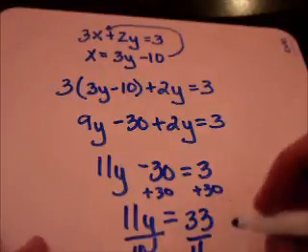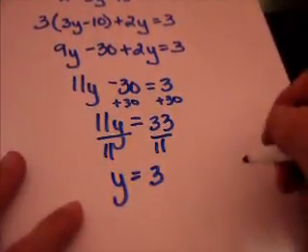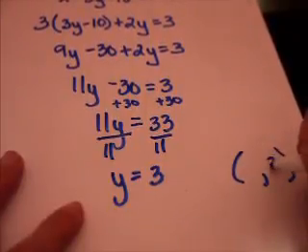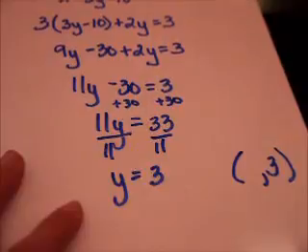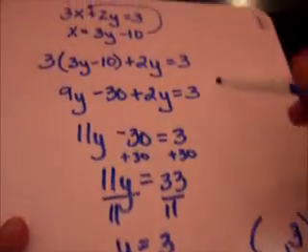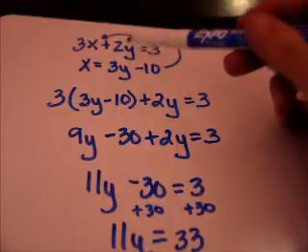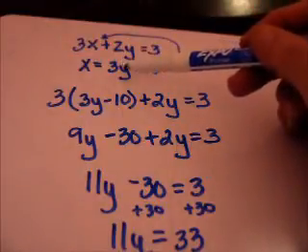Okay, so are we done? We have y equals 3. No, but we're half done. We have part of our ordered pair. The y is the second one. So now we take 3 and go all the way back up to our original equations, and I can plug in 3 here or 3 here.